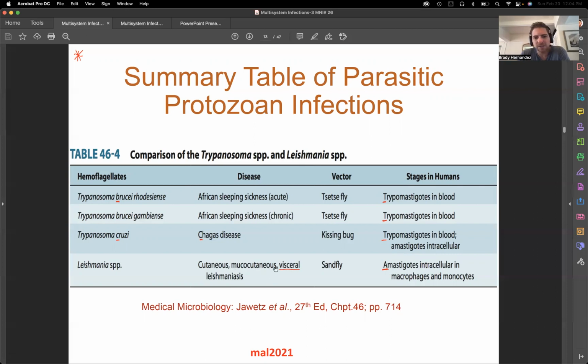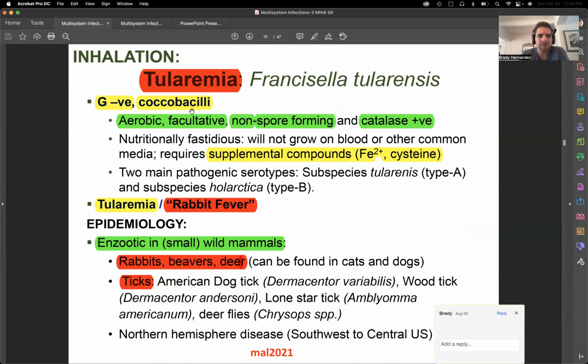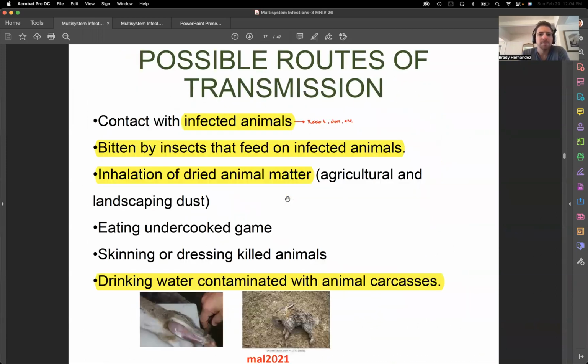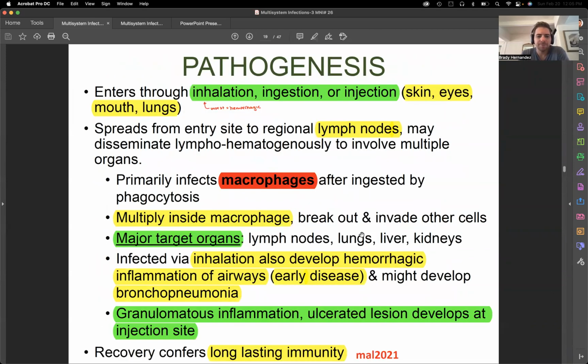And then leishmaniasis, cutaneous and visceral leishmaniasis, okay? The sandfly is the vector. Tularemia, you get that from rabbits. You can see there, gram-negative coccobacilli. Rabbit fever is a big one. Other than that, I don't know much about it. Routes of transmission, usually they use a deer as the one there. Infectious granuloma formation. All the questions I've seen related to the rabbits.